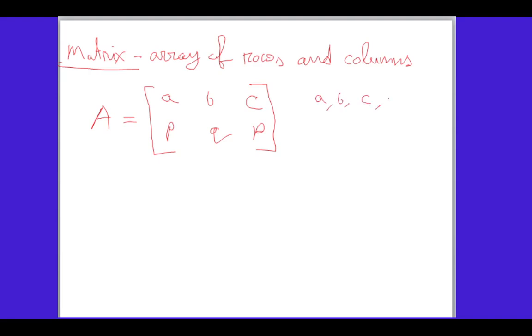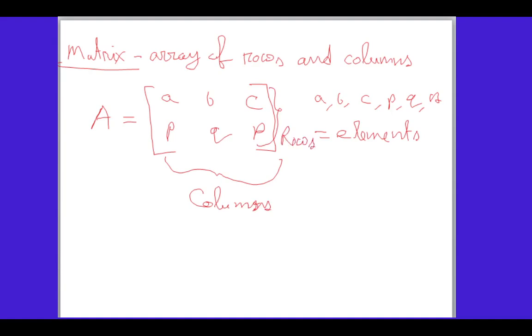A, B, C, P, Q, R are called elements. These three are called columns, and these two are called rows. So this is a matrix.